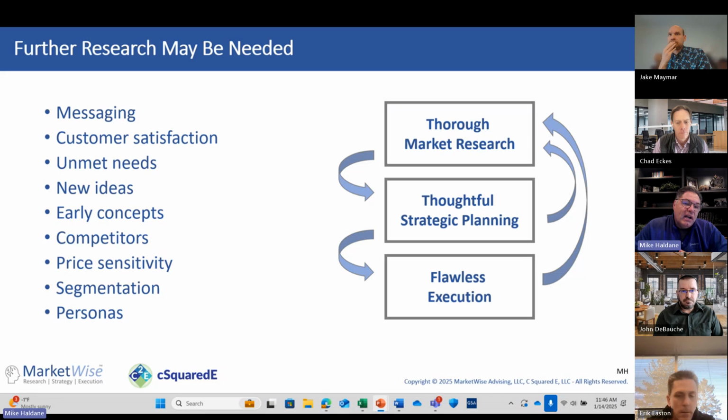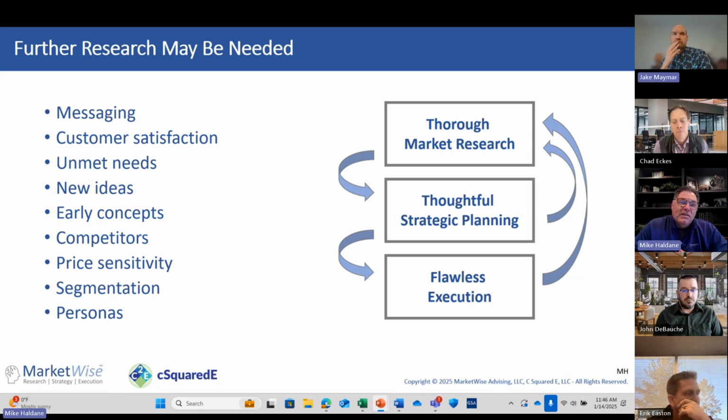In the exercise that I showed, there may have been additional research around messaging. But whatever the case, the point here is that it may be that you need to explore competitors further, or price sensitivity, segmentation, unmet needs, whatever it may be. There's a variety of things that might be a part of the action plan that are market research focused.